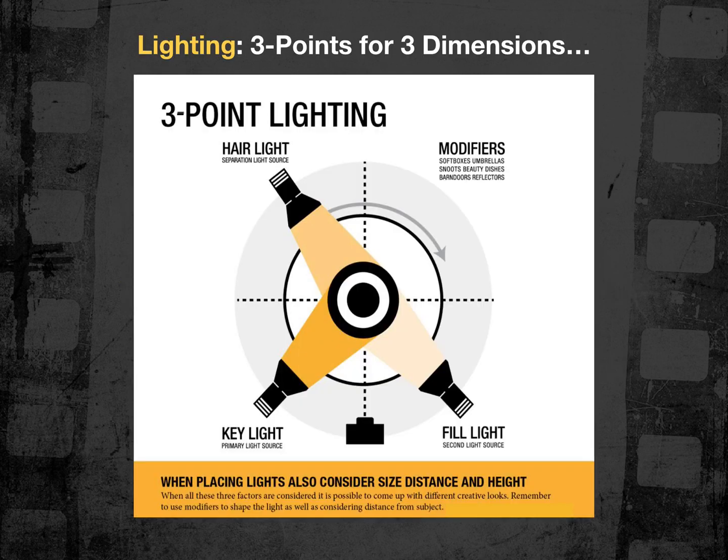So here's a quick diagram of the three-point lighting method illustrated in terms of all of the different positions. So you see we have a key light position 45 degrees off axis to the camera, and you can pick left or right side.